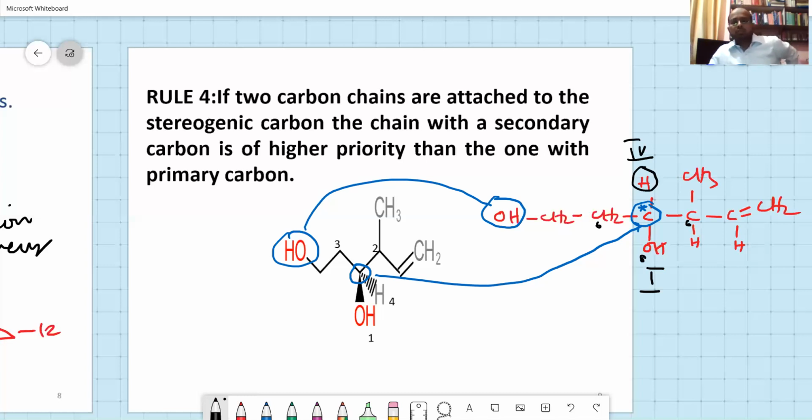Okay. Then when you look at the next two, it says if two carbon chains, this is one chain and this is another chain, if you see two chains with a secondary carbon, where is the secondary carbon that you have to take? Here is the secondary carbon. What is the primary carbon? Primary carbon means you will have only one. Secondary means you will have 2. So you can see that the primary carbon is only this one. There is no branching.